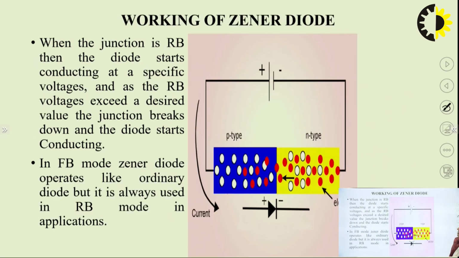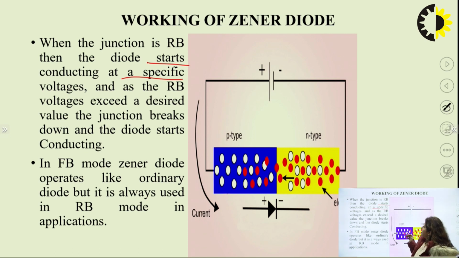So how is the working of the Zener diode? When the junction is reverse biased, the diode starts conducting at a specific voltage, and as the reverse bias voltage exceeds the desired value, the junction breaks down and the diode starts conducting. In the same way as in the PN junction, in the reverse bias condition there will be no breakdown mechanism in the case of the PN junction. Here the breakdown is there.